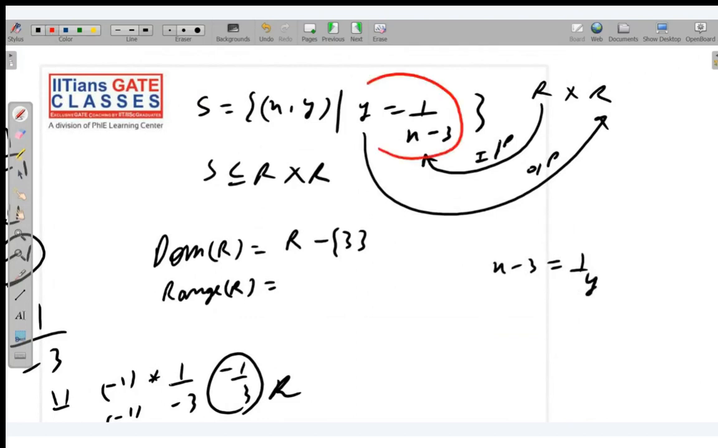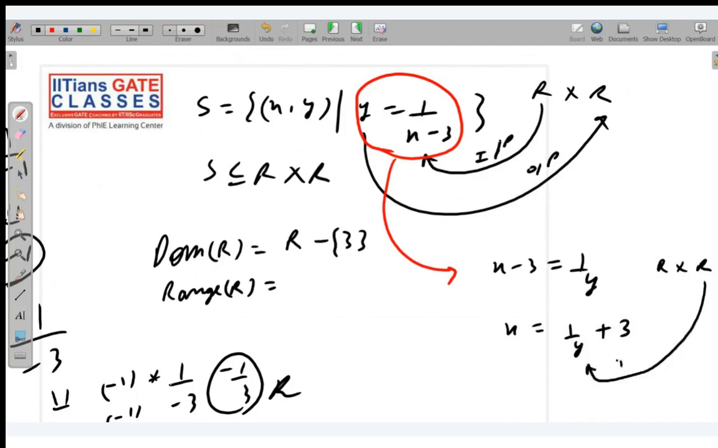Is it okay now? I simply reverse it. So x is equal to 1 by y plus 3. Yes. So now R cross R. Now x is in terms of y. So I will put y as my input first, and then I try to find x as the output.